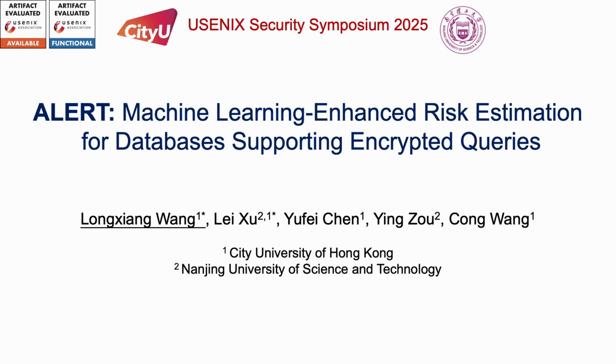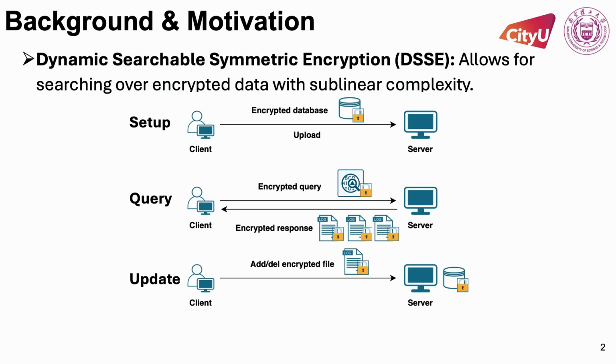Today I will present our paper Alert, Machine Learning Enhanced Risk Estimation for Databases Supporting Encrypted Queries. Dynamic Searchable Symmetric Encryption, commonly referred to as DSSE, enables clients to search their encrypted data on a third-party server without decrypting it first. In a nutshell, DSSE supports three fundamental operations.